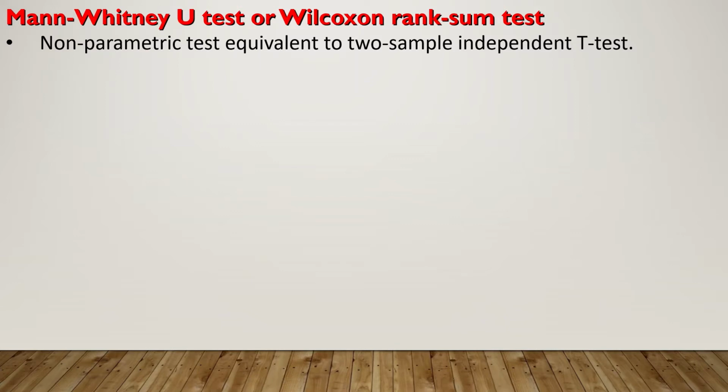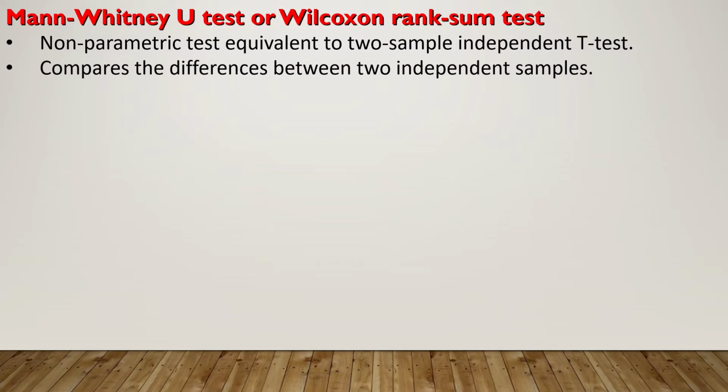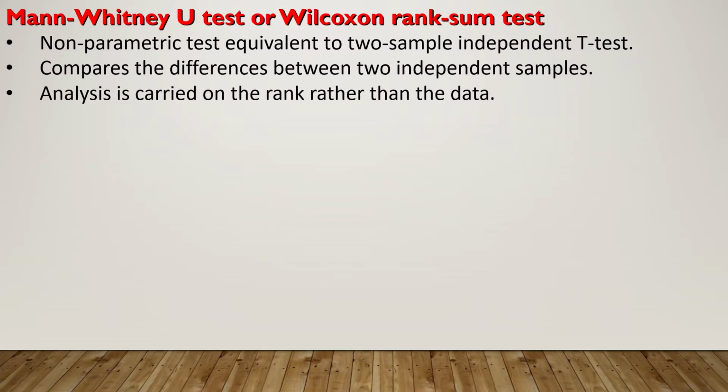The Mann-Whitney U test is a non-parametric test equivalent to the two-sample independent t-test. The test compares the differences between two unrelated, not paired, unpaired samples or independent samples. Analysis is carried out on the ranks rather than the actual data.